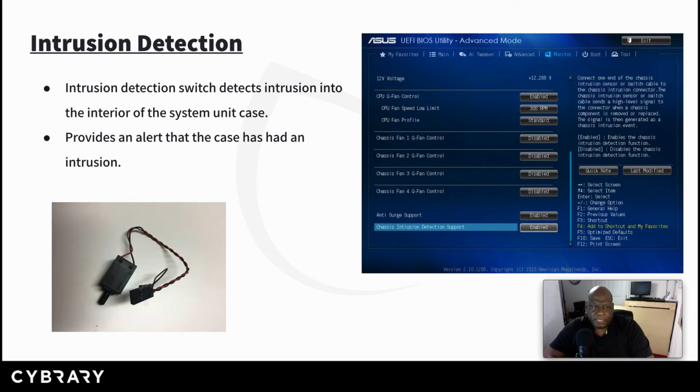And here you can see an advanced system, the UEFI, with different settings for this as well. Again, it varies depending on the BIOS that you have in your system.